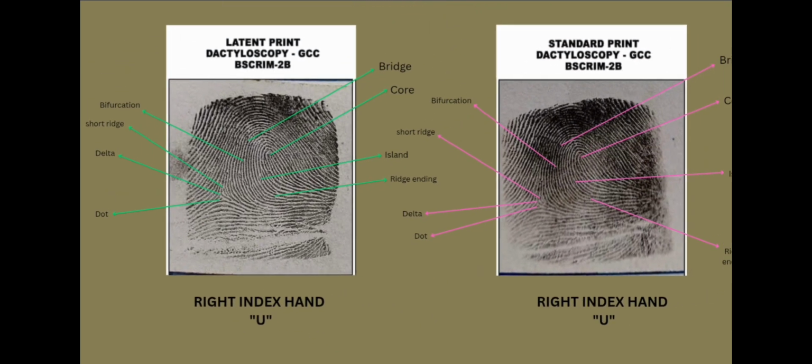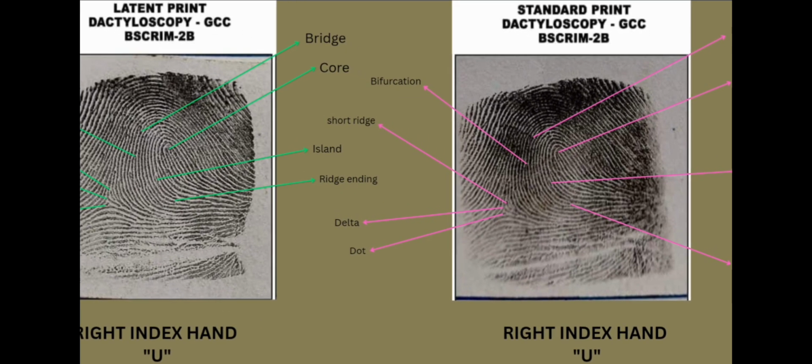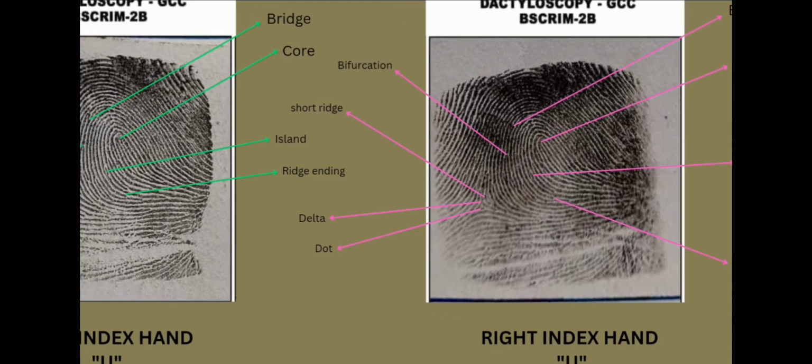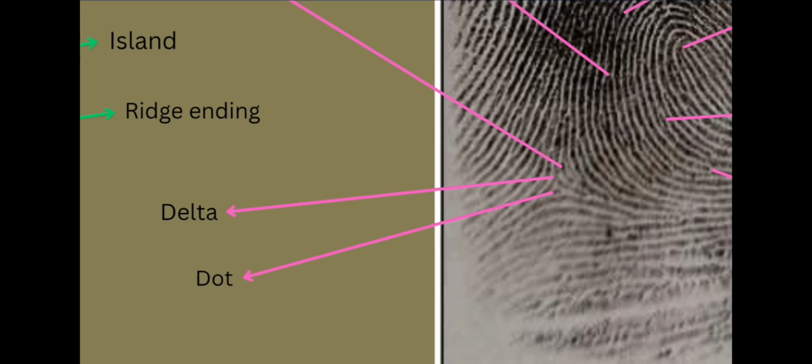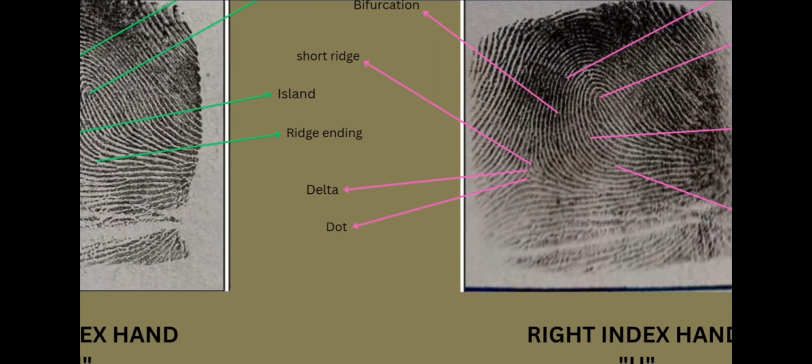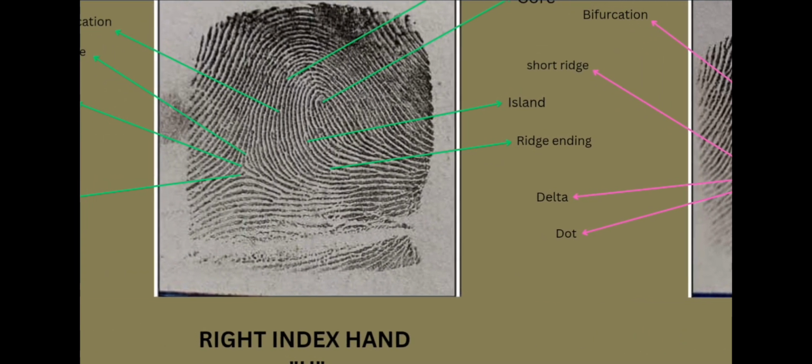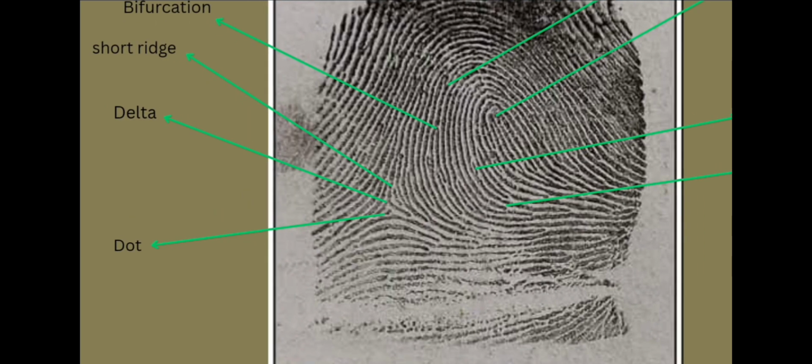And then the comparison with the standard print. Here is the delta in the standard latent print, beside the short ridge and the dot, which is the same as in the questioned latent print.